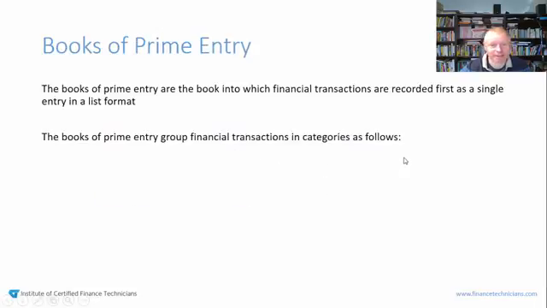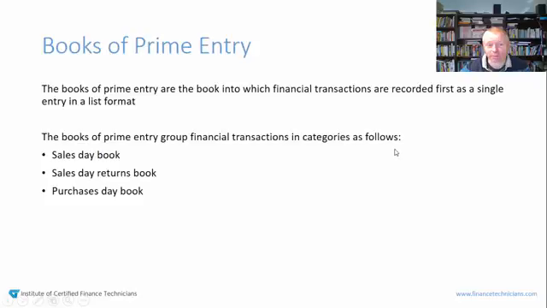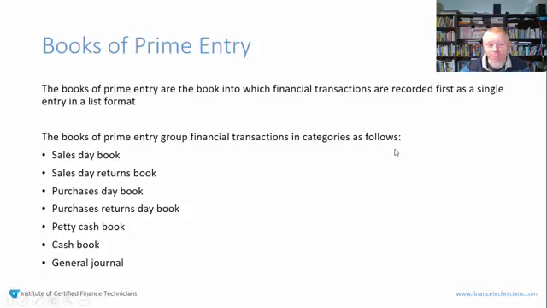So let's have a look at the different categories. We have a sales daybook, which lists the stuff that you sell, a sales returns daybook for returns from customers, a purchase daybook, a petty cash book, a cash book, and a general journal. That's what it looks like, and that's the summary.